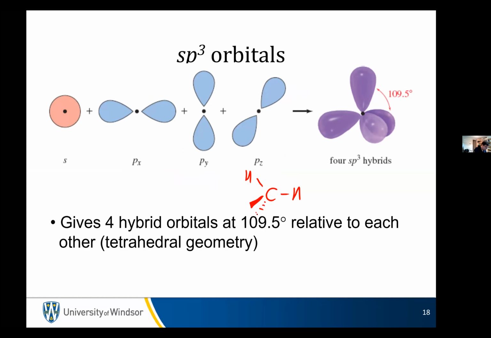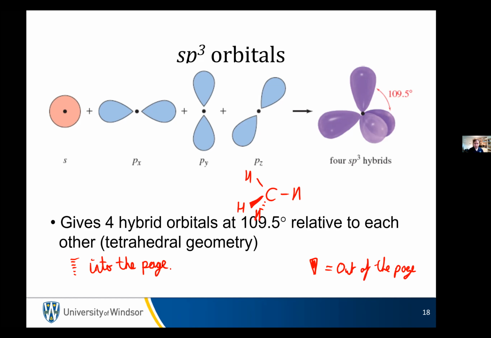Okay, so I think this is the first time I've used wedge notation. This means out of the page, and the opposite, with little lines, going back into the page.